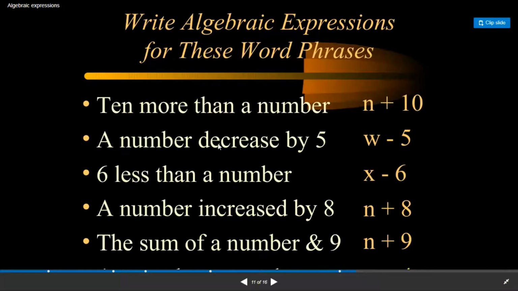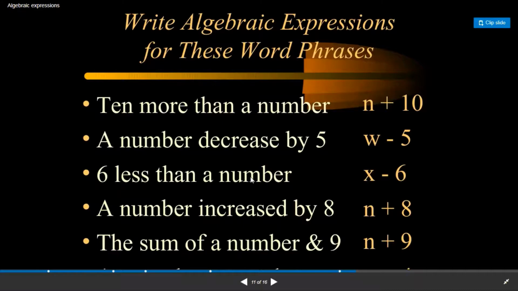A number decreased by 5. When we say decrease, it means subtraction. So for a number, we have here the variable w. Decrease means subtract it by 5.